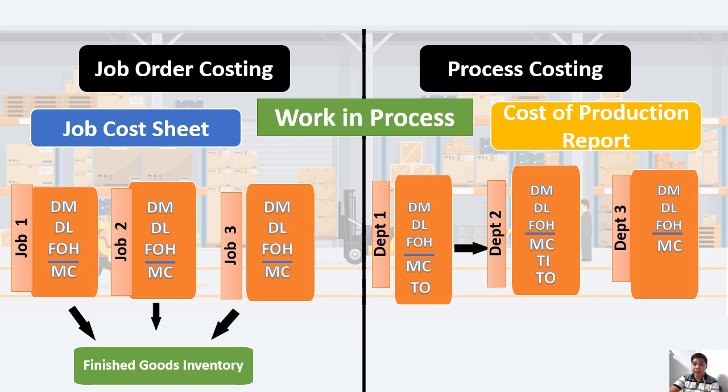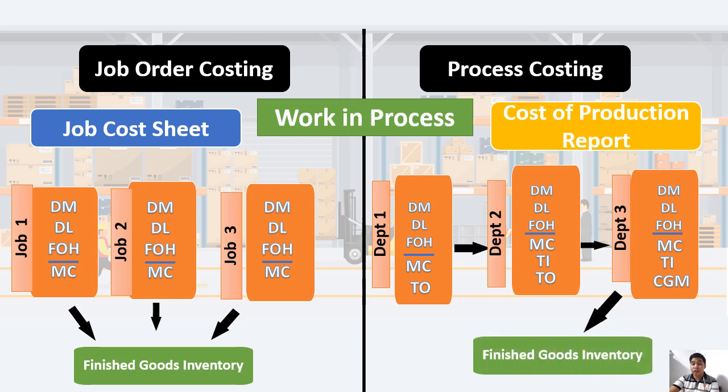Yung transferred out na yan, i-deliver niya ulit yan kay department number 3 kapag natapos na yung kanyang process dun mismo sa kanyang department. So, yung transferred out ni department number 2, magiging transferred in naman ni department number 3. So, in this case, let's say for example, si department number 3 is the last department. So, kapag natapos na yung production sa department number 3, this is the only time na pwede nating isend yung kanyang natapos na product doon sa ating finished goods inventory. So, pwede na natin gamitin yung term na cost of goods manufactured.